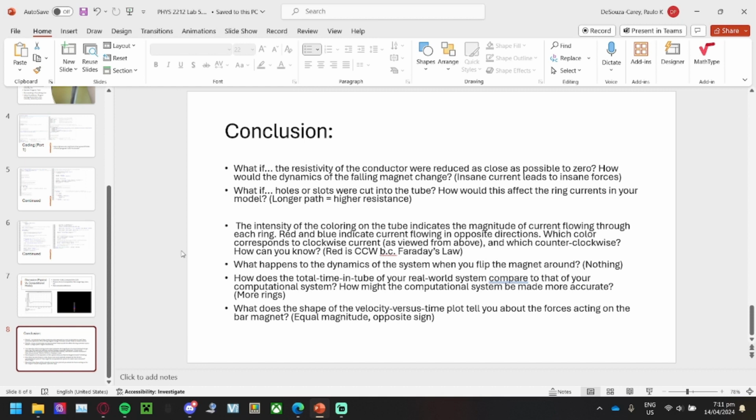What happens to the dynamics of the system if you flip the magnet around? Absolutely nothing. It still takes the same amount of time to fall down. How does the total time in the real world compare to that of my computational system? It took a little more time in the real world. We discussed that earlier. What does the shape of the velocity versus time plot tell you about the forces acting on the bar magnet? I argue that they counteract each other. They get to an equilibrium position, it gets to a constant velocity, so the net force is 0, meaning the magnetic force gets up to the gravitational force.